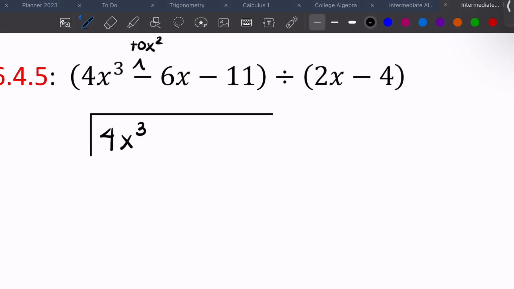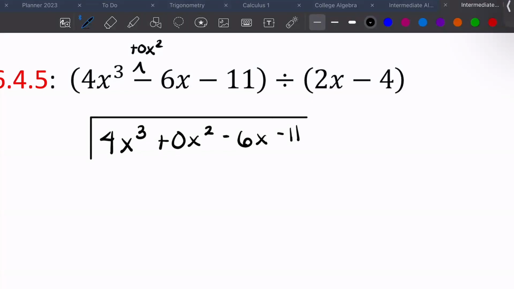We're missing our squared, right? Plus 0x squared minus 6x minus 11. You just need to account for it, okay? We're going to keep it like normal, okay? We're going to treat that 0 as if it were a 2, okay? Don't let that freak you out. Just whenever you see a problem like this and you see that something's missing, go in and go, okay, I'm missing my x squared term. And then write it in whenever you're doing it.